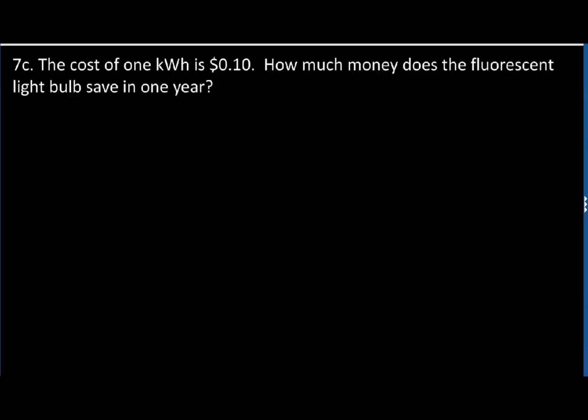Okay, let's go to part C. The cost of a kilowatt hour is 10 cents. So how much money does the fluorescent light bulb save in a year? So we're going to take that 80.3 kilowatt hours per year, and we're going to multiply that by 10 cents.